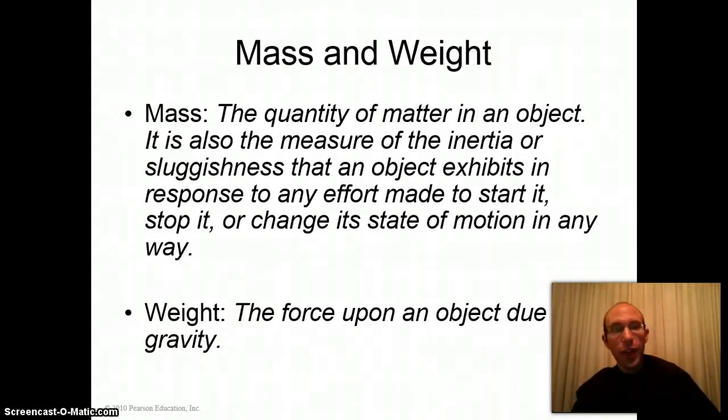Mass is also the measure of the inertia or the sluggishness. It's a measure of the laziness of an object. The more mass an object has, the lazier it is. The more it is sluggish in response to any effort made to start it, stop it, or change its state of motion in any way.